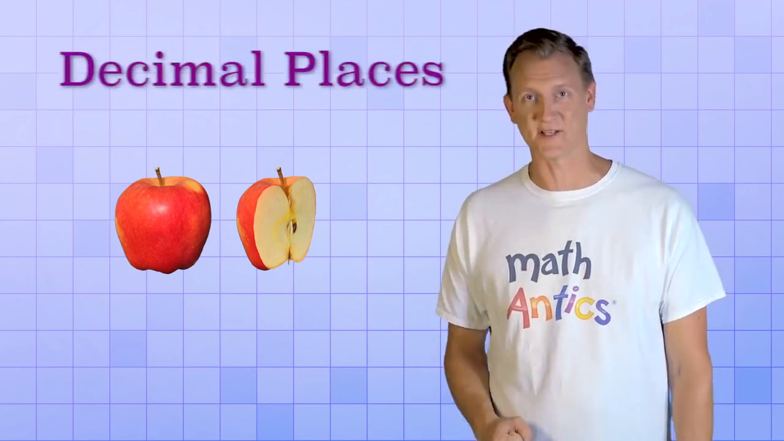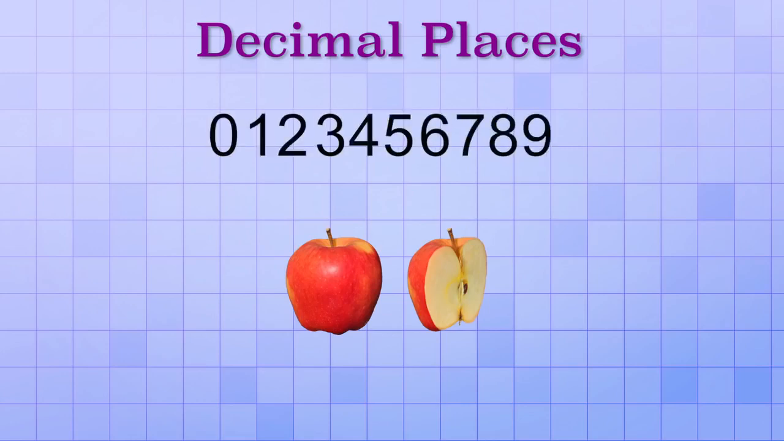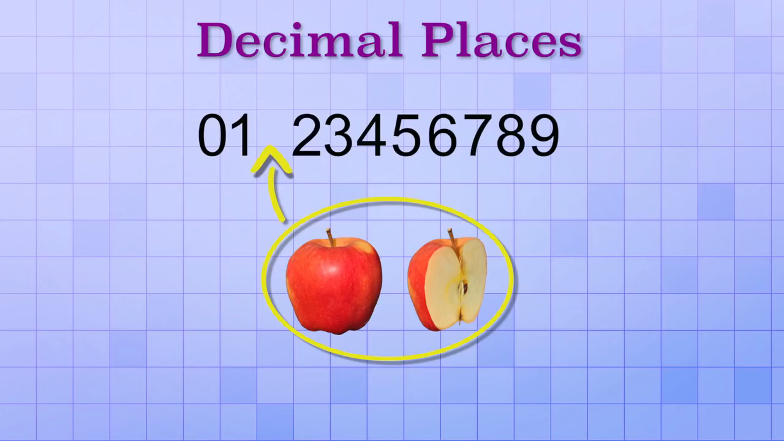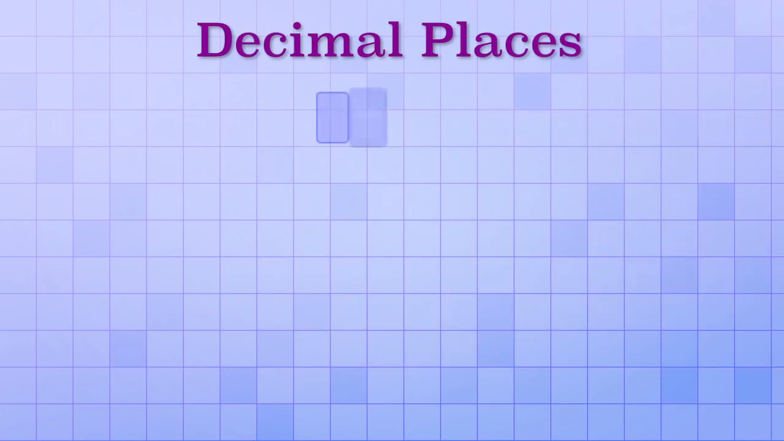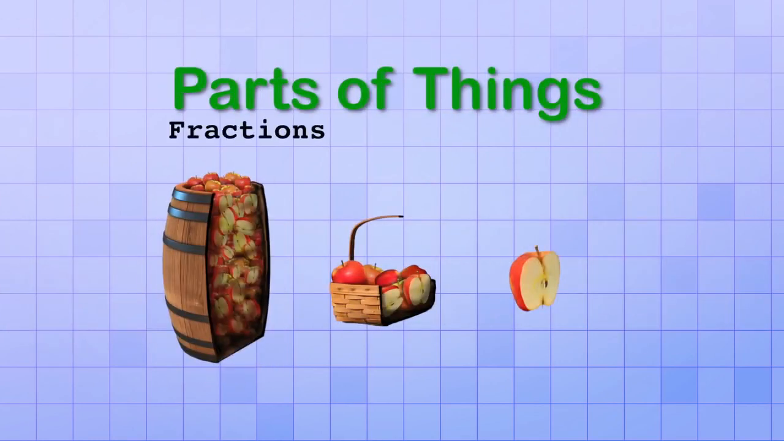The answer is decimal places. Decimal places are a way of extending the base 10 number system so that it can represent amounts that are in between whole amounts. Decimal places are just like regular number places, except that instead of using them to count groups, we use them to count parts or fractions of things.